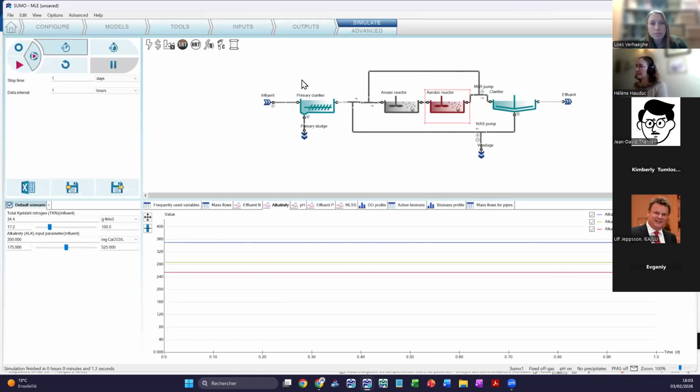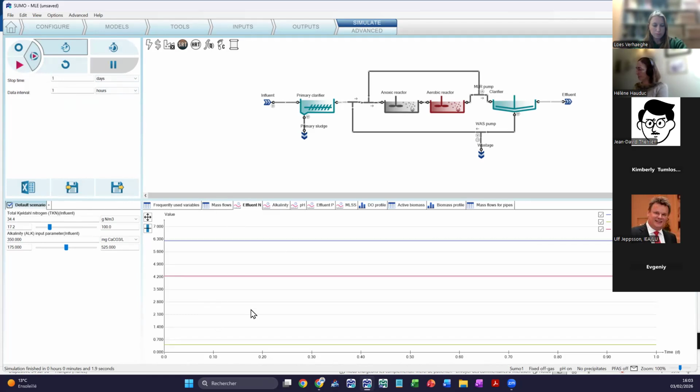So I've taken in SUMO this MLE example from our example list. And so, yeah, to keep it simple and in a few minutes, I am in a simulate tab, and I've chosen two parameters from the influent to appear here. So the total Kjeldahl nitrogen concentration in the influent and the alkalinity concentration in the influent. So I've run a steady state simulation of 1 day, showing what happened.